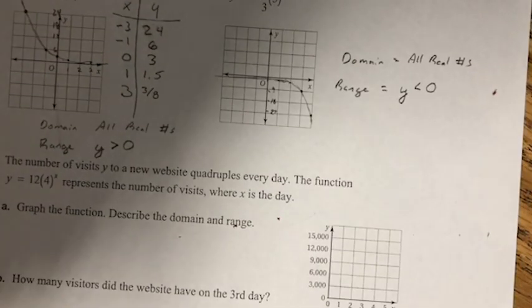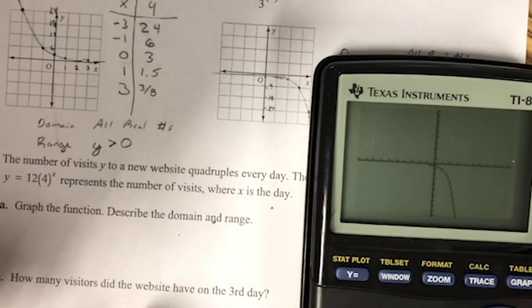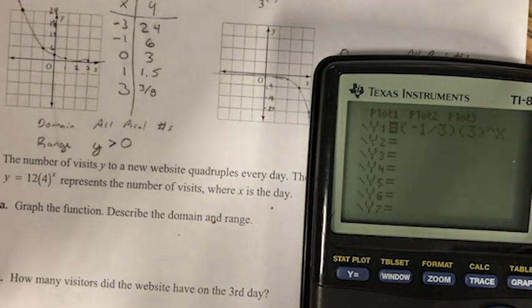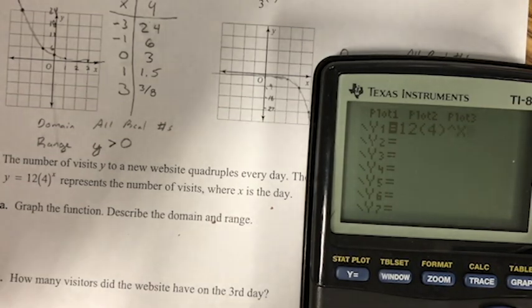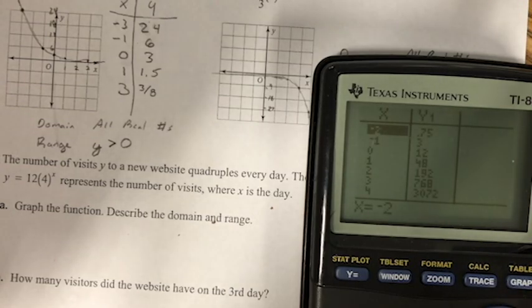The number of visits y to a new website quadruples every day. The function y equals 12 times 4 to the power of x represents the number of visits, where x is the day. Graph the function. Well, I'm going to be lazy again, and I'm going to use my handy-dandy calculator because it's my best friend. 12 times 4 to the x power. I am going to do my table first and see what happens.